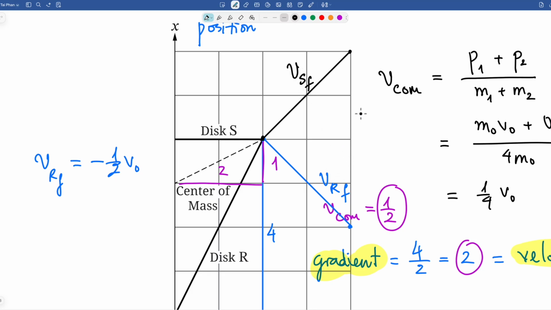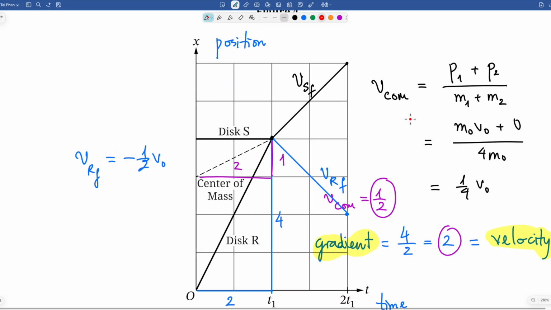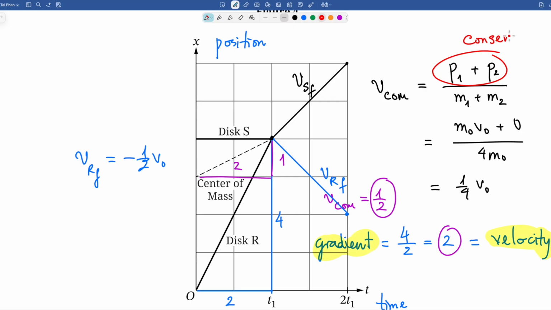So you see that they have the same magnitude, the same speed, but different direction. One disk goes to the left and the other disk goes to the right. Okay. So here are the two lines for the two disks. Now the last thing, the line which represents center of mass has the same gradient because the total momentum P1 plus P2 here is conserved, constant.